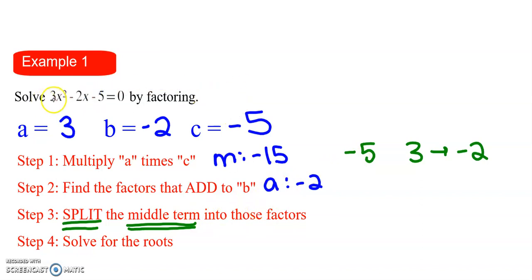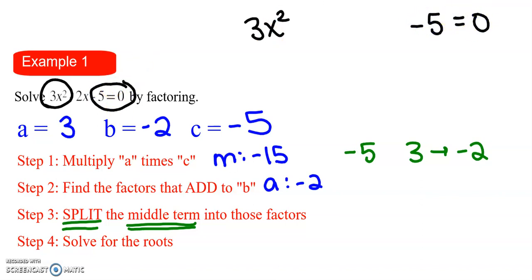So when I talk about splitting the middle term, what I'm doing is I'm going to rewrite this. 3x squared and the -5 equal to 0, those all stay as they are because those aren't the middle term. The middle term was this -2x. So instead of calling this -2x, I'm going to use these numbers. I'm going to call this -5x plus 3x. So what I've done is I took my middle term and I've split it based on the two numbers that I picked. Okay?